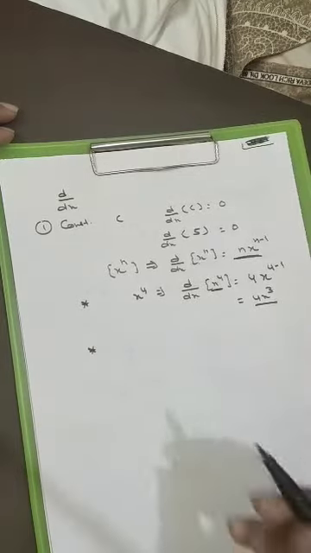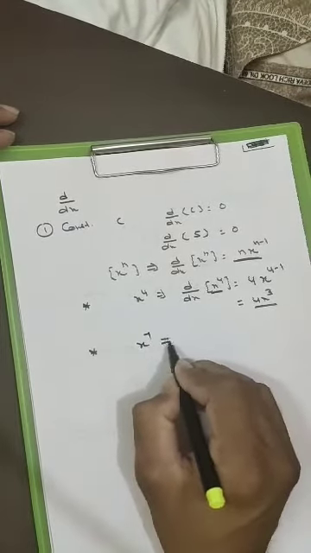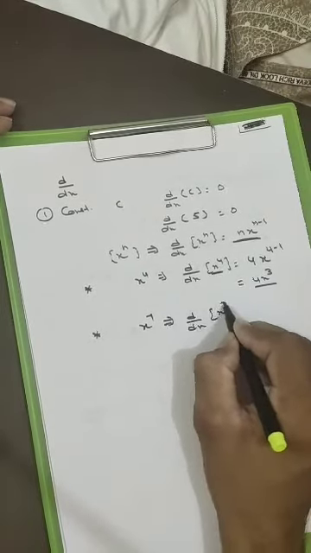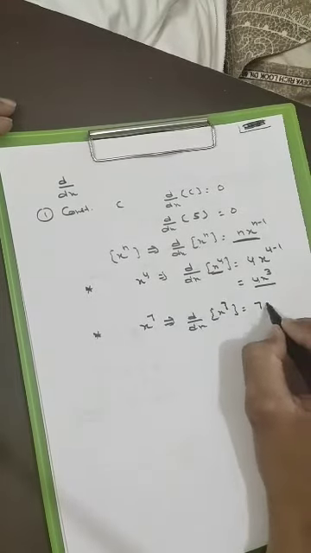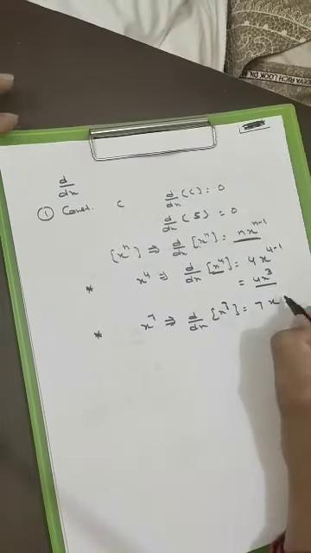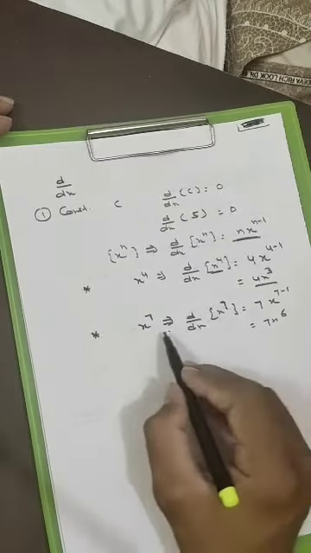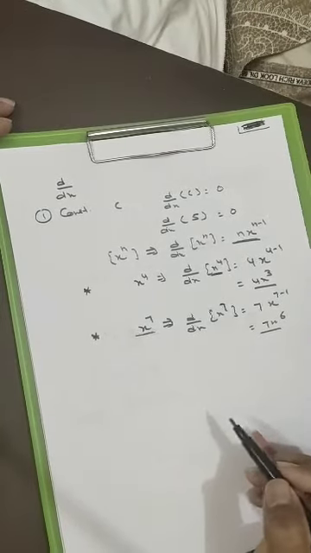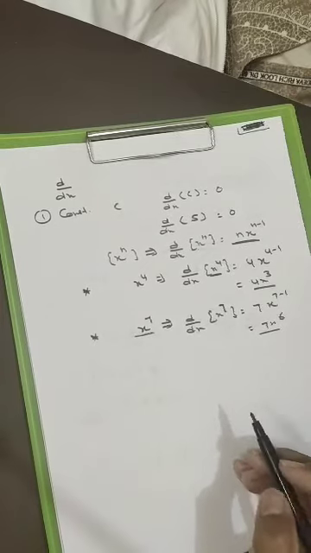Let's take another example. x raised to power 7. Differentiation of x raised to power 7 is equal to, bring the power first here and subtract 1 from the power, 7 x raised to power 6. So the differentiation of x raised to power 7 is equal to 7 x raised to power 6. So like this you can solve for any variable.